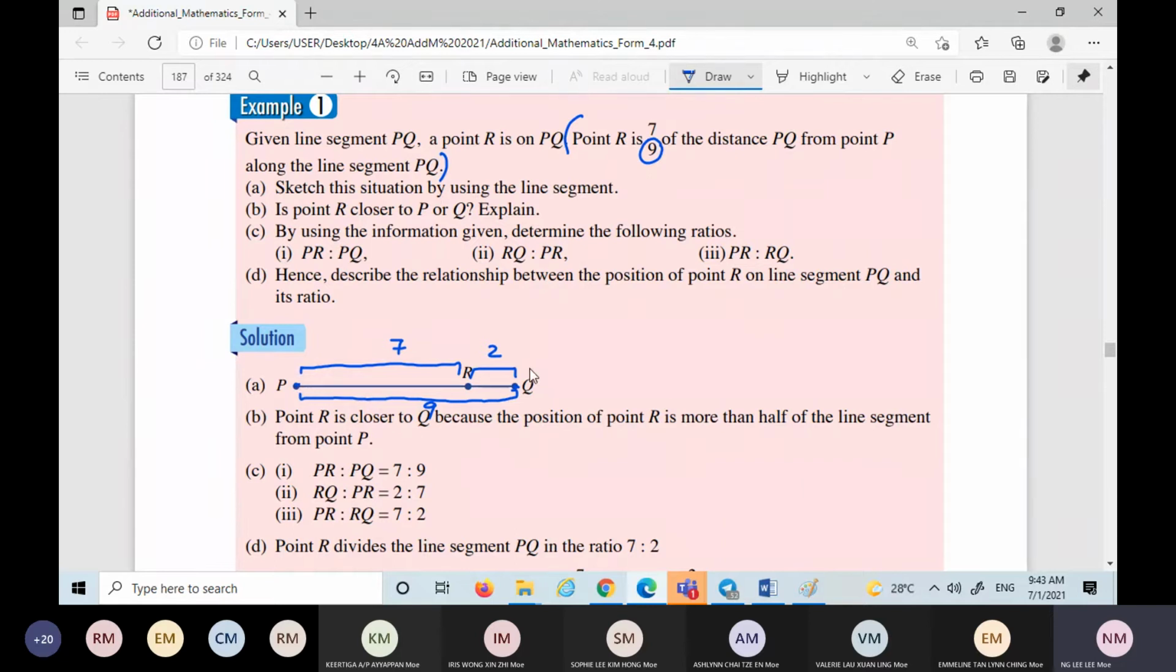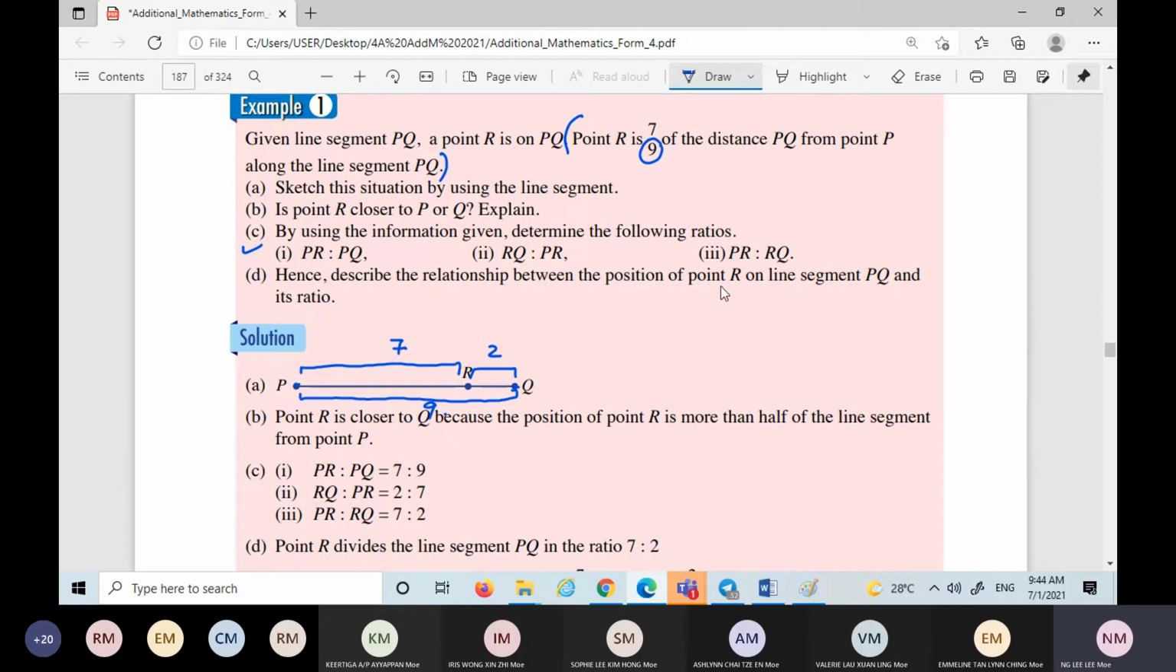PQ is the whole thing. So it's 7 to 9. Okay, RQ. RQ is 2. Okay, PR. PR is 7. So 2 is to 7. Okay, if you have this diagram and then label it properly, this type of questions, no problem for you to answer.